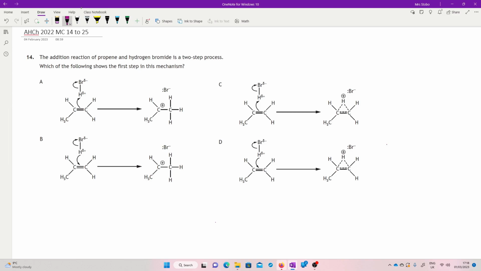To 25. The 2022, this is multiple choice from 14 to 25. The addition reaction of propene and hydrogen bromide is a two-step process. Which of the following shows the first step in this mechanism? Okay, so first of all, you need to know that this is a hydrogen halide, so I'm looking for a carbocation intermediate.